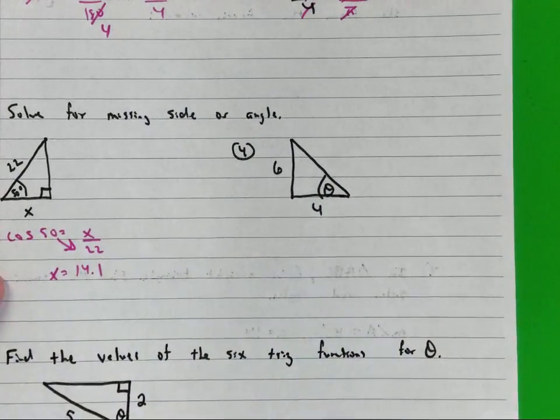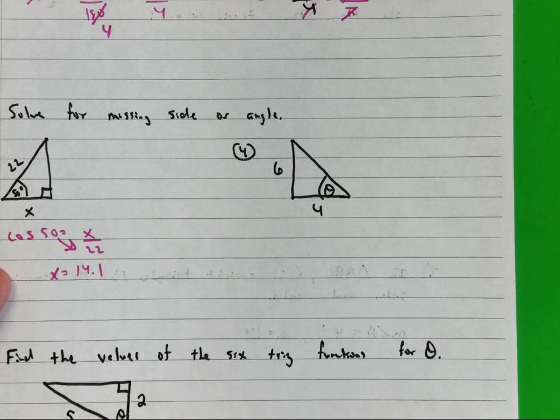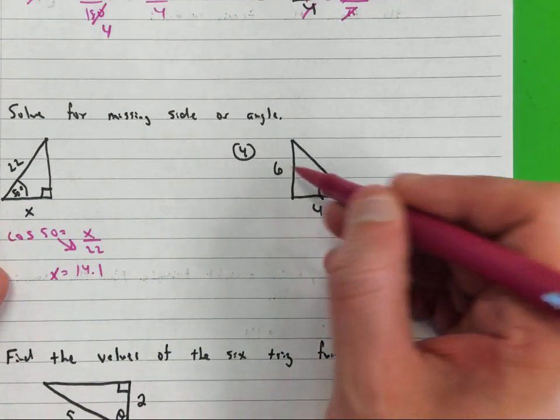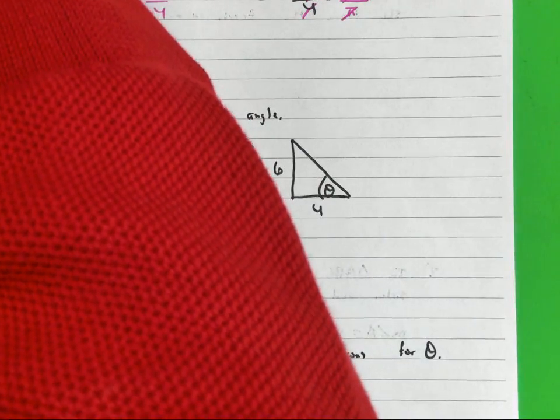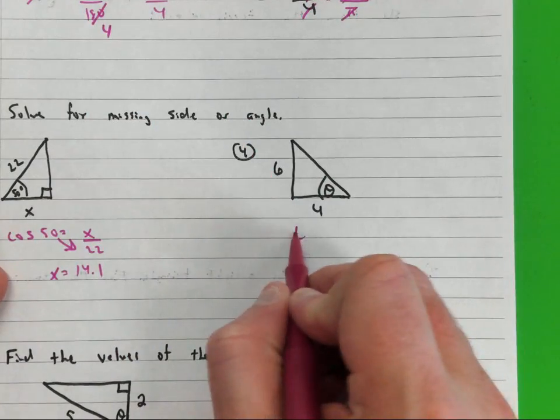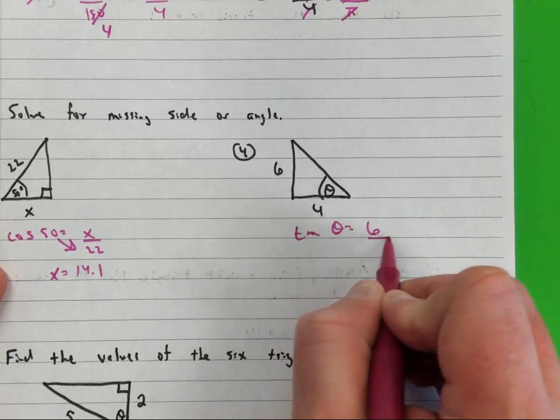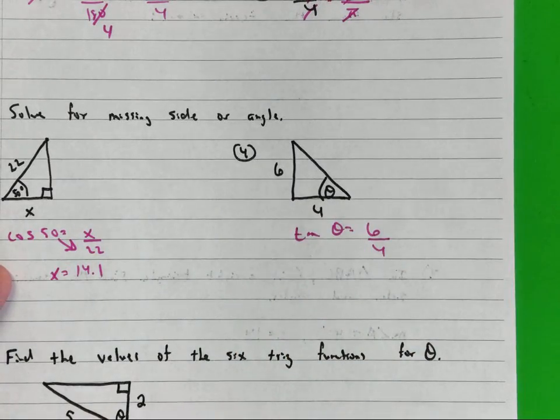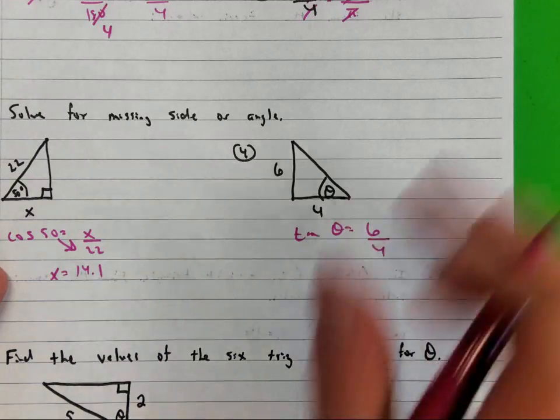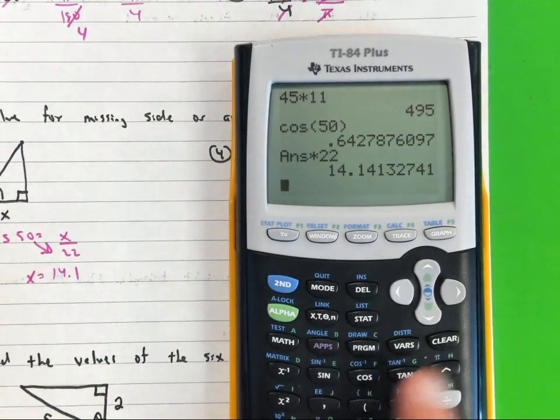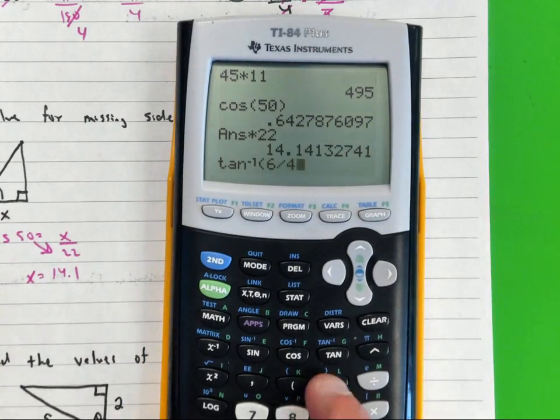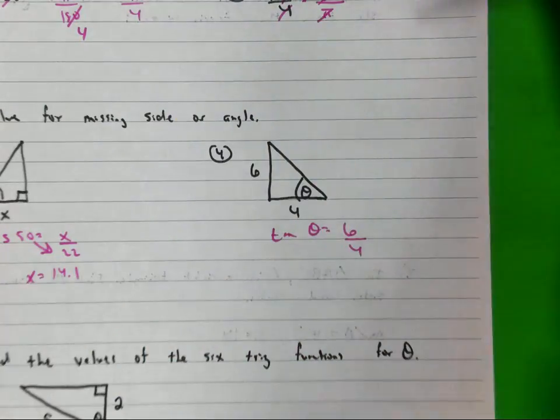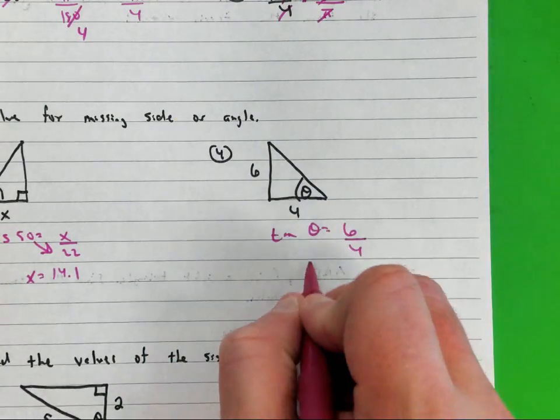Number 4. What operation? What are we given here? We're given opposite over adjacent, which would be tangent of theta equals 6 over 4. Now, will I use tangent or secant tangent? Very good. 6 divided by 4, that gives me 56.3.